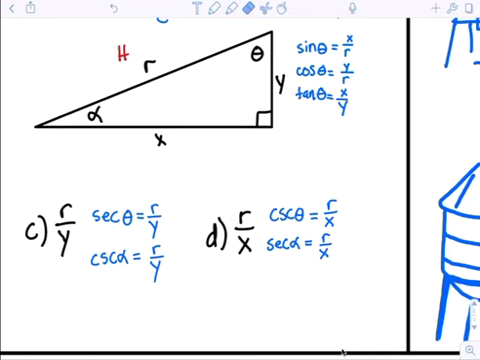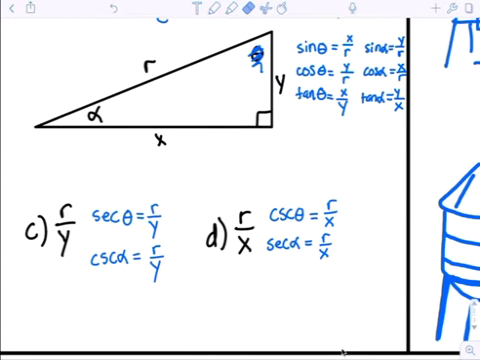Okay, so now let's not look at this. Let's only look at our alpha. So in the perspective of our alpha, this side is the adjacent, this side's hypotenuse, and this one's the opposite. So sine of alpha, cosine alpha, and tan of alpha. Sine of alpha is opposite over hypotenuse, so y over r. Cosine of alpha is adjacent over hypotenuse, so x over r. And tan of alpha is opposite over adjacent, so y over x.